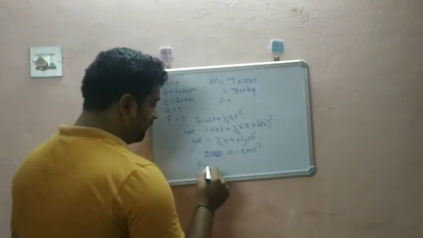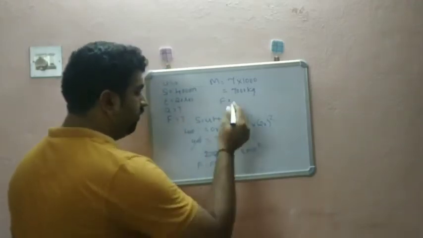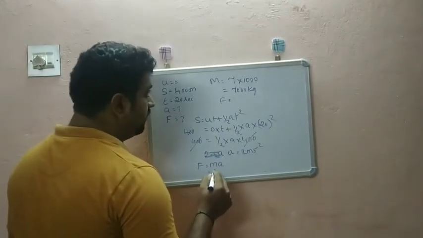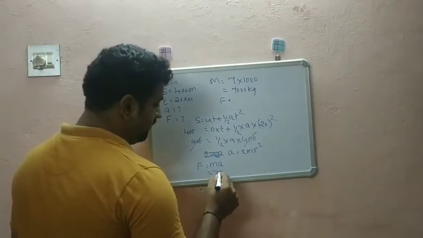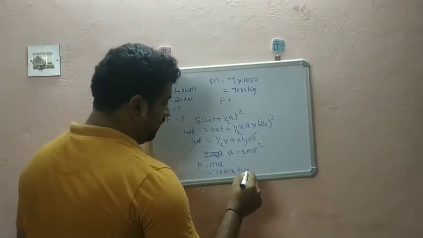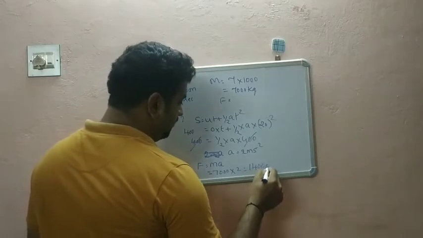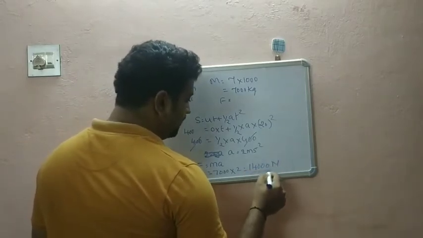Then we have to use the formula F is equal to m into A because we want force also here. So m is how much? M is 7000 into 2. It will be 14,000 Newton is the answer.